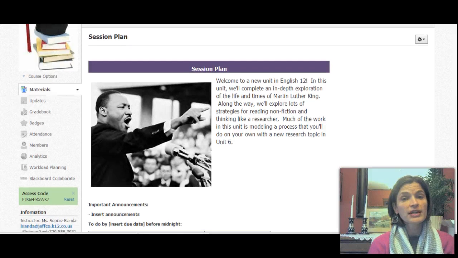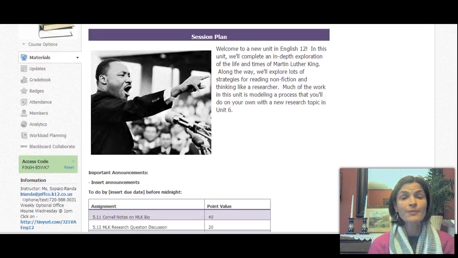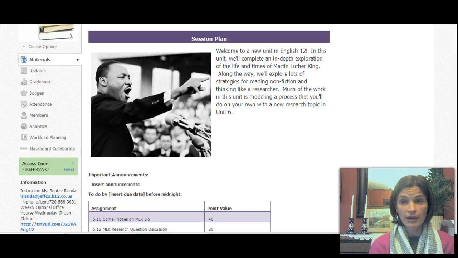Much of this work in this unit, in Unit 5, is a modeling process because you'll be doing this on your own for Unit 6. You'll be picking a research topic and writing a research paper, and you will be expected to use all the strategies that we are using in Unit 5, Session 1, 2, and 3.